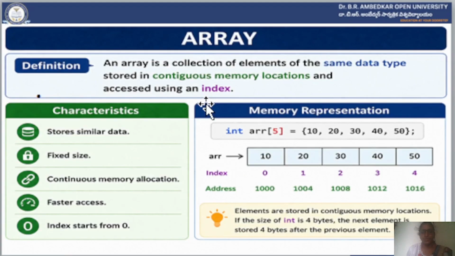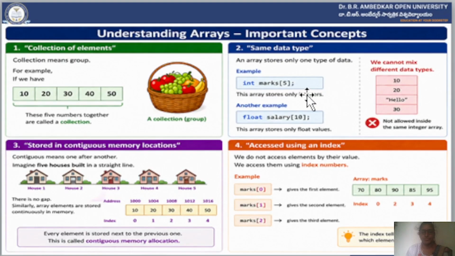So the definition of array is: an array is a collection of elements of the same data type stored in contiguous memory location and accessed using an index. See, I will now explain each and every line. So here, an array is a collection of elements. Collection means one group. Here we have 5 values: 10, 20, 30, 40 and 50. So these 5 are numbers, so this is one collection. Collection means group.